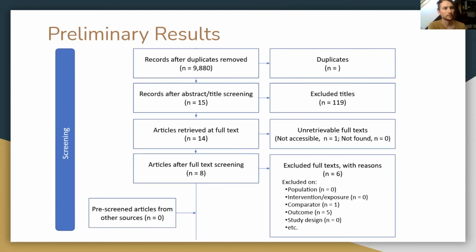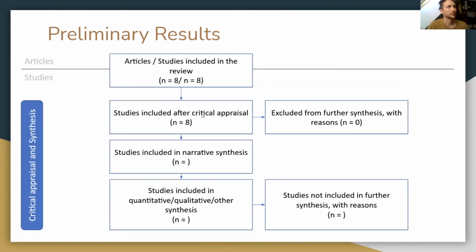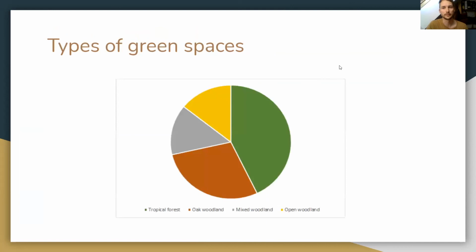We excluded most of the articles based on outcome, because they measured something else, but not species richness. So in the end, we ended up with 8 articles from 8 unique studies that were then used for the critical appraisal. And now I hand back to Nancy for the preliminary results.